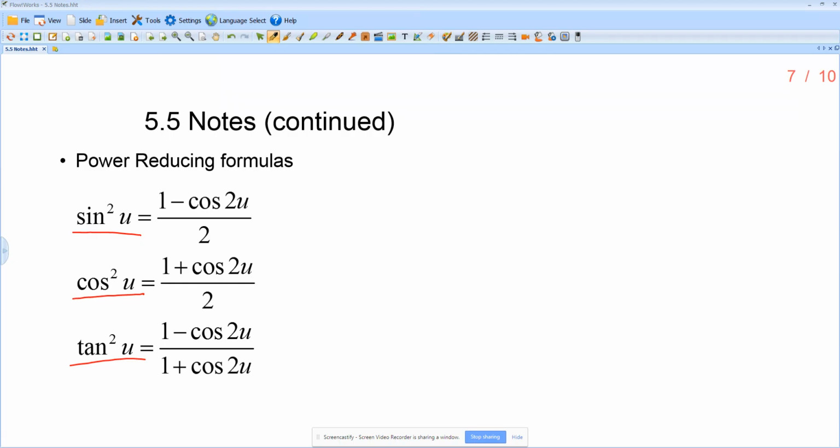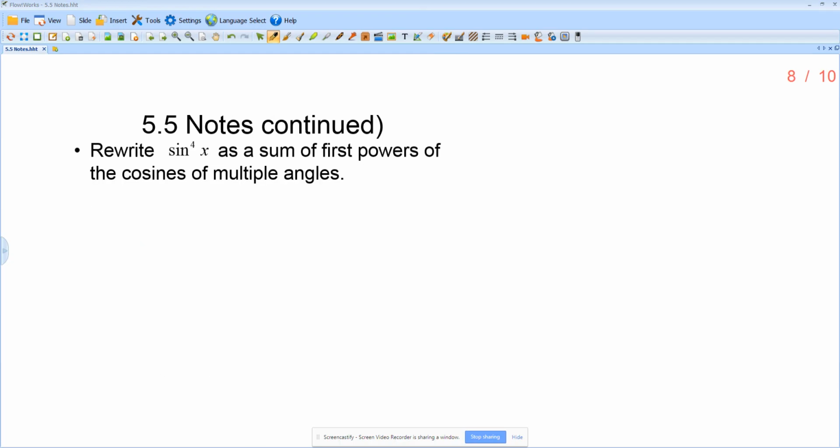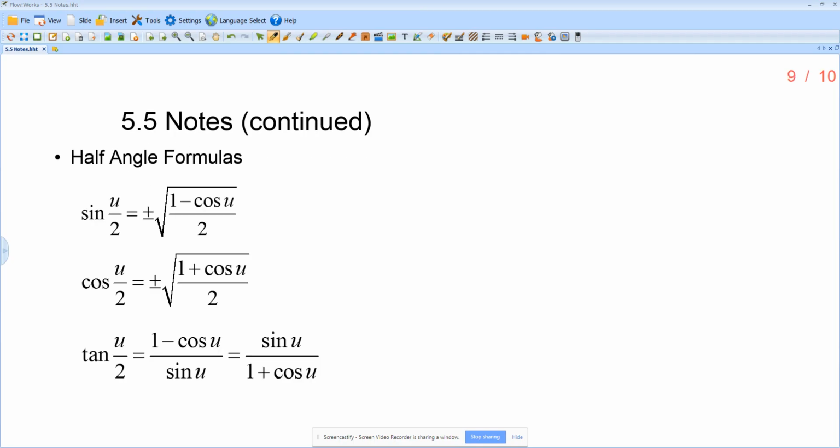These apply to problems where all of a sudden, for some reason, I can't solve it because there's some other trig function blocking me. So I'm going to have to rewrite the sine squared or cosine squared or tangent squared. So I get 1 minus cosine 2u over 2, 1 plus cosine 2u over 2, and the tangent squared is just the quotient of these two, 1 minus cosine 2u over 1 plus cosine 2u. We'll do that example in the examples video, and then just half angle formulas.